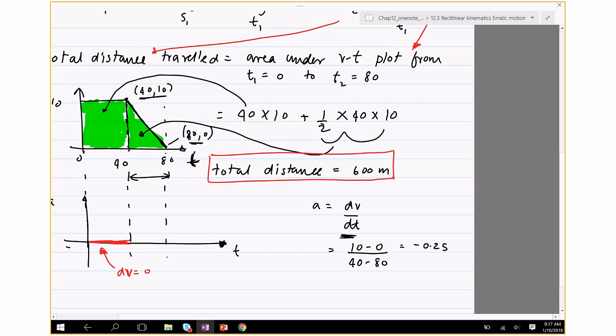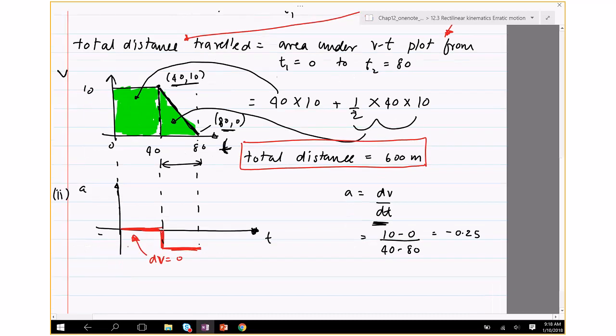The minus has a meaning. The minus means that the slope is negative, and the slope of that line is negative. A positive slope is when the line goes this way, and if it goes this way, it's a negative slope. So from here to here, the slope is constant and it is negative, like so. And this coordinate here is negative 0.25, what we just found. So that is the acceleration time plot.